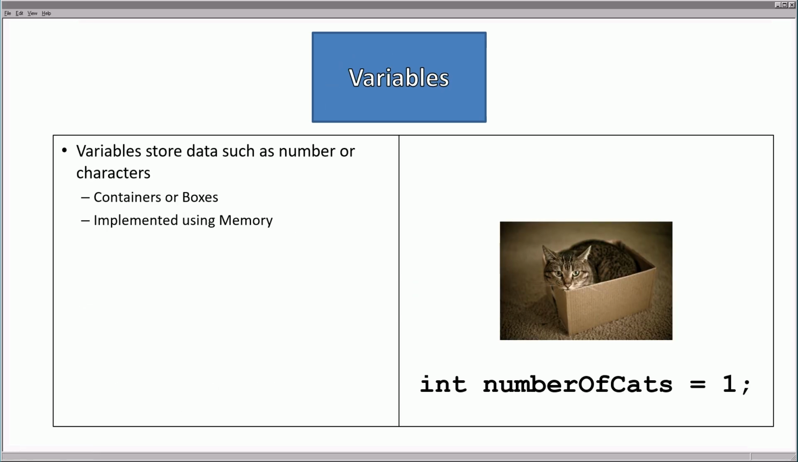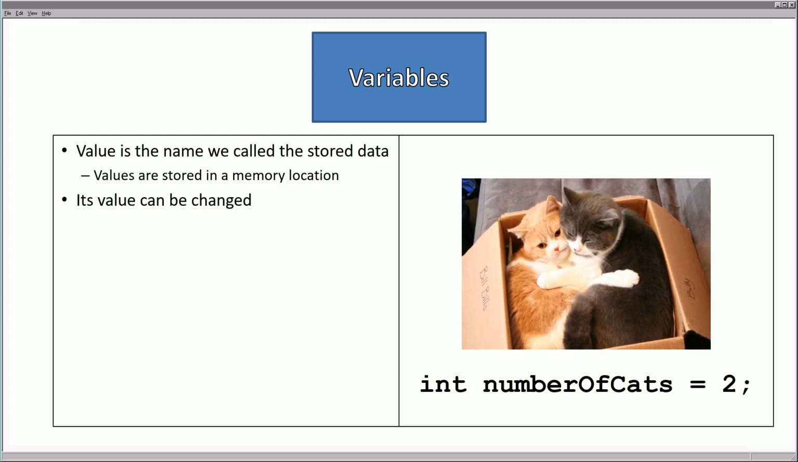Now, in order for us to do basic computation, we need to be able to store information. One way that we could do this is by utilizing variables. Variables store data such as a number or a character, and you can consider it as basically being a container or a box. Storing information is implemented by using memory. The value is the name that we called the stored data, and values are stored in a memory location. If we remember, every memory location is denoted by an address which holds the value or the information. For variables, values can be changed.